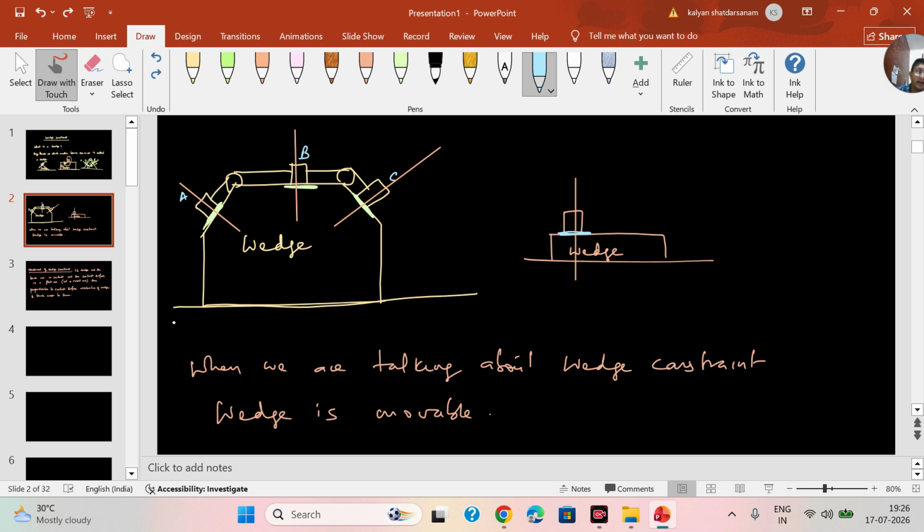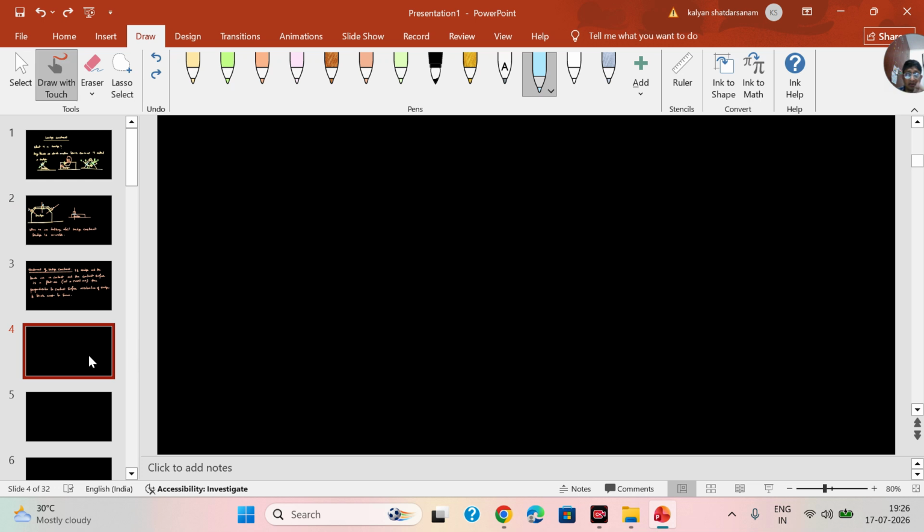Now, how do we use this in problems? We will see. I will take a problem where I'll also show the complete solution along with the constraint. Suppose I have a wedge like this, and let's say this angle is theta, and the mass of the wedge is capital M.